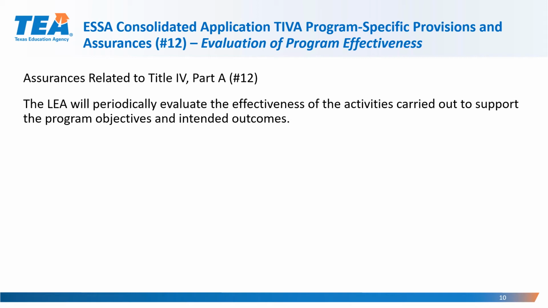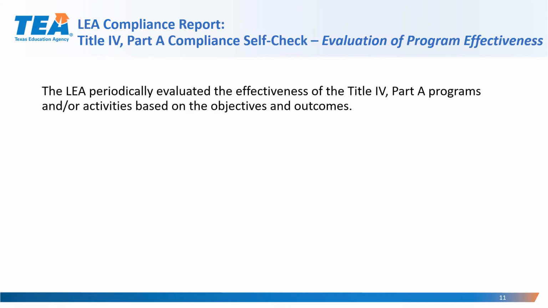Assurances related to the Title IV Part A program, listed as number 12 on the ESSA Consolidated Application, Title IV Program-Specific Provisions and Assurances, states, the LEA will periodically evaluate the effectiveness of the activities carried out to support the program objectives and intended outcomes. On the 2021 through 2022 LEA Compliance Report, one of the LEA program compliance self-check items states, the LEA periodically evaluated the effectiveness of the Title IV Part A programs and/or activities based on the objectives and outcomes.